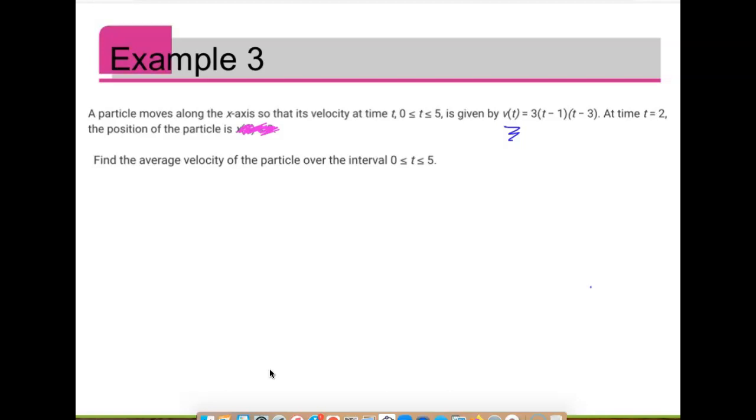But remember this, the average value of a function is 1 over b minus a times the integral of that function dx, right? So if I want the average velocity, it's going to be 1 over b minus a times the integral of velocity over time, dt, from a to b.